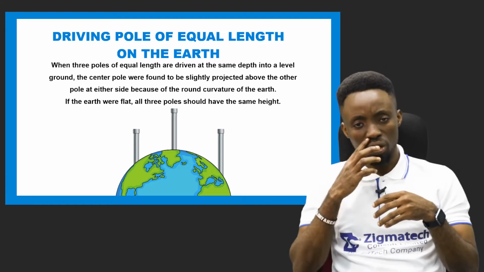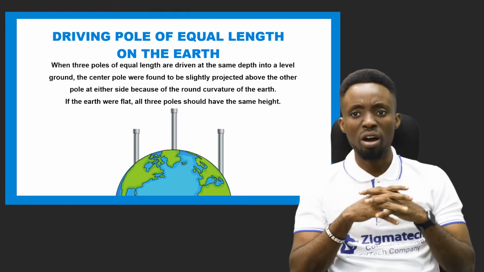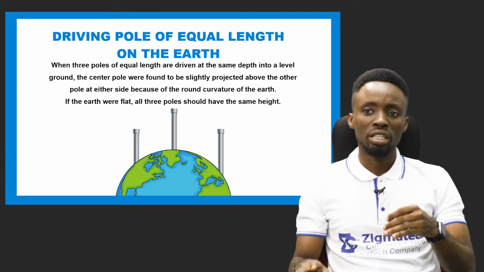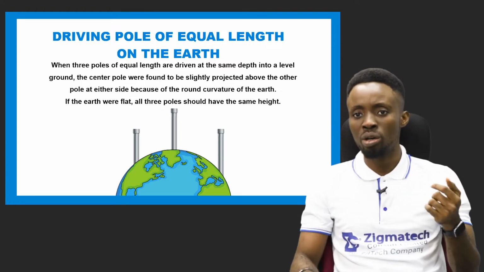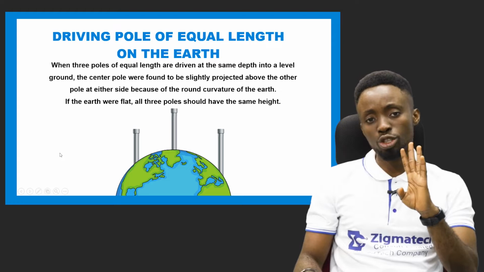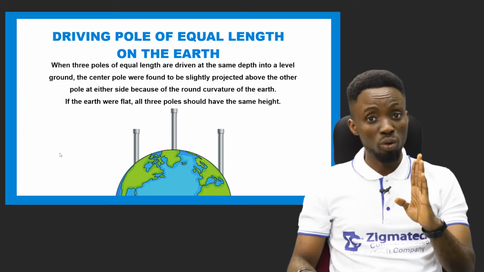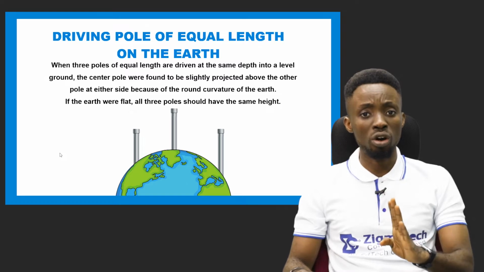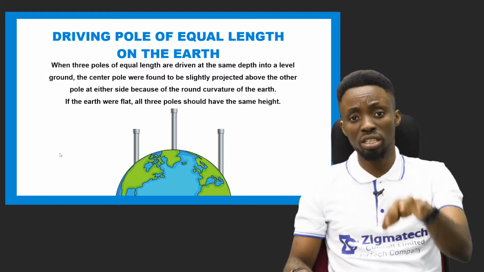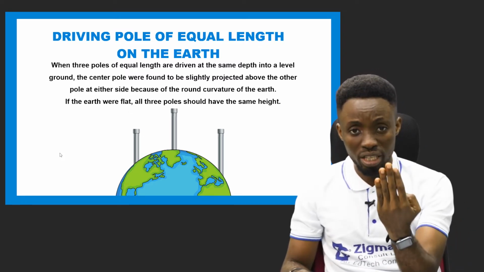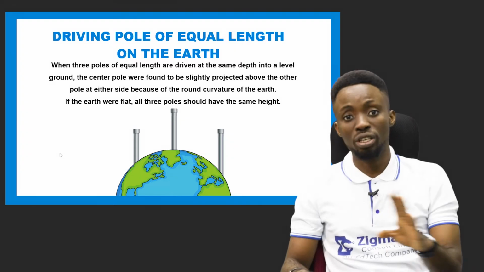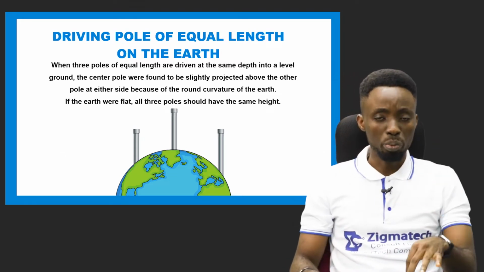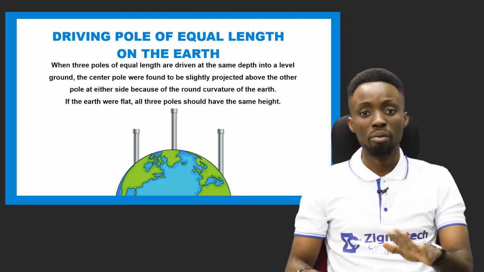The next evidence of the Earth being round is when we drive poles of equal length into the Earth. Now, this is how this experiment is carried out. We make use of 3 poles of equal length, and we put them into the Earth's surface at an equal depth. So we dig the same depth of hole for the 3 poles at different distances, and we place them right into the Earth and bury them there.